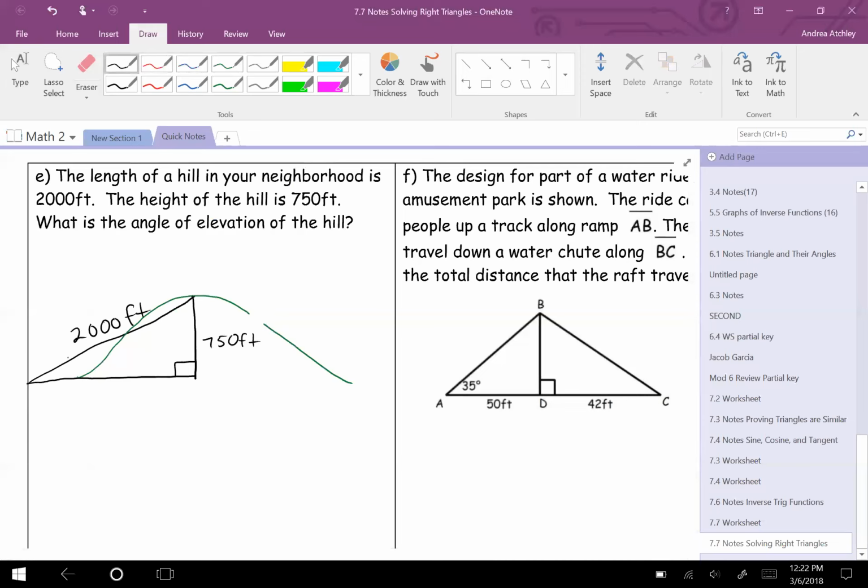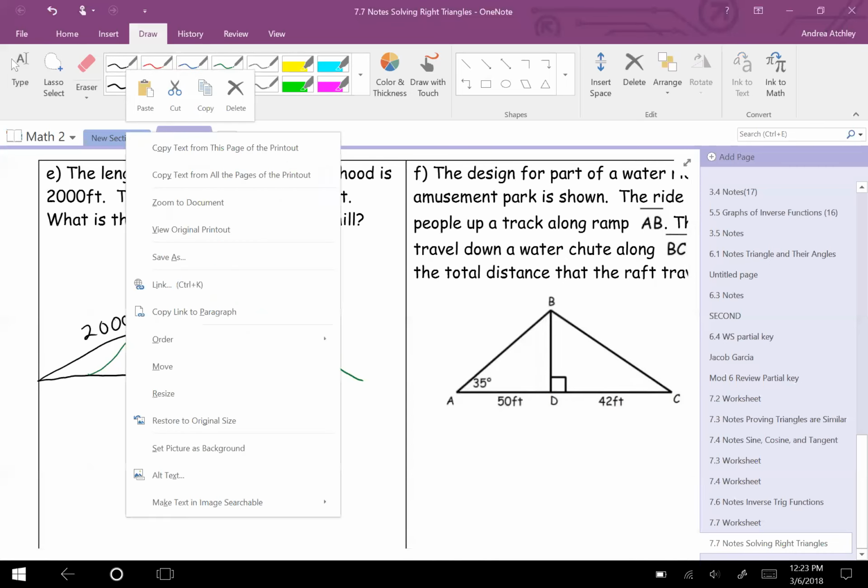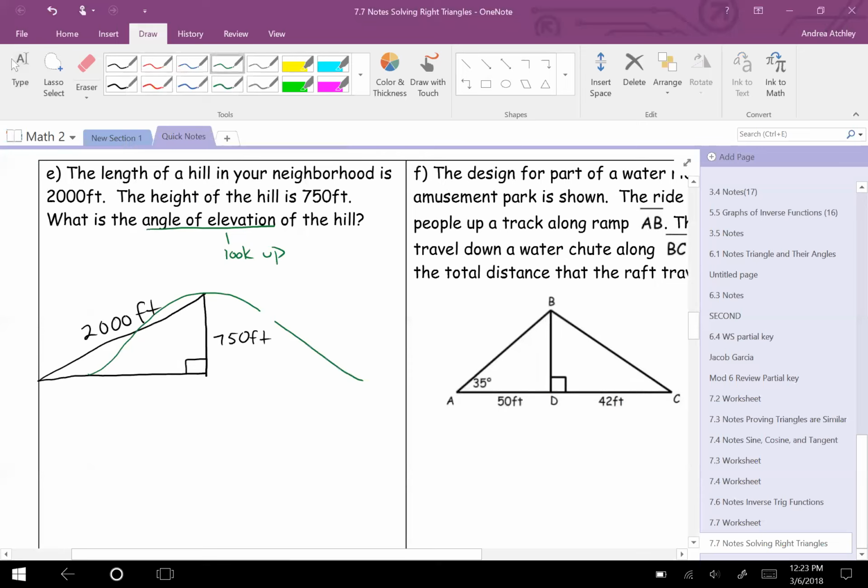They want you to find the angle of elevation. Remember, elevation is looking up. So which angle, would it be this angle or this angle would I be looking up? If I was standing on top of the hill, would I be looking up to the bottom or would I be looking down to the bottom? We're looking down, so it's not the angle of elevation. So this is my angle of elevation because if I was standing here, I'd be looking up to the top of the hill.